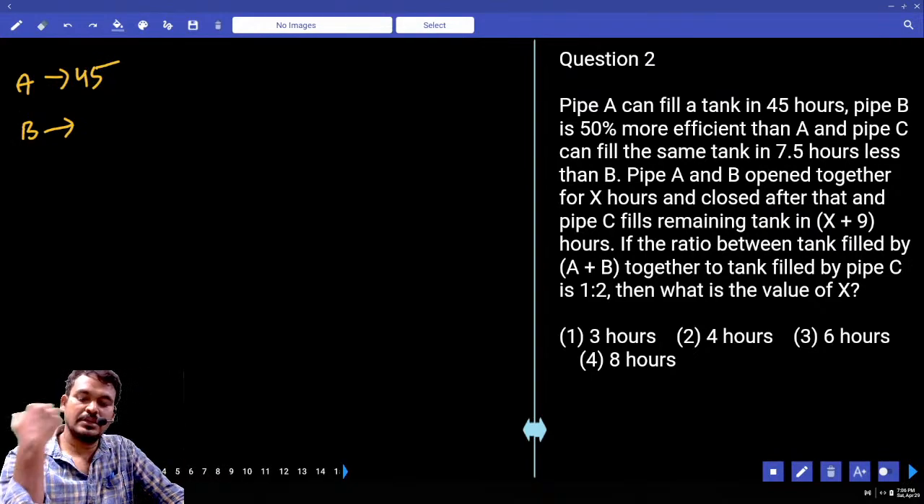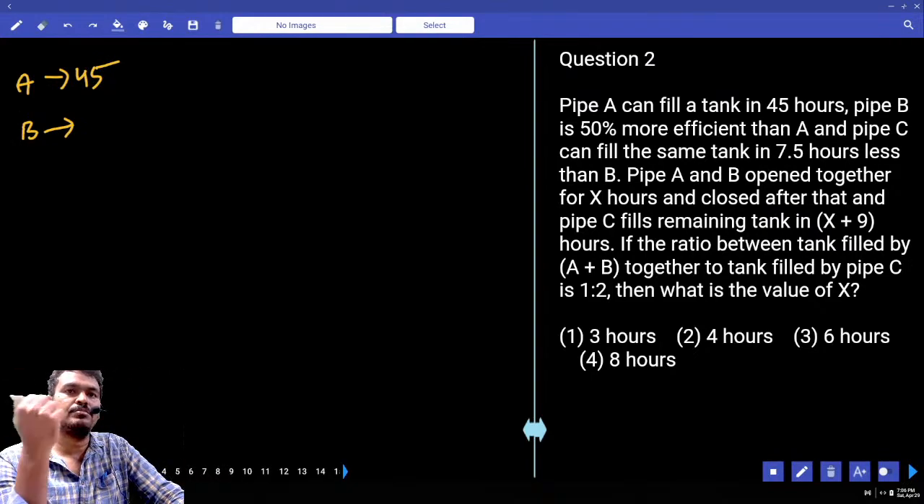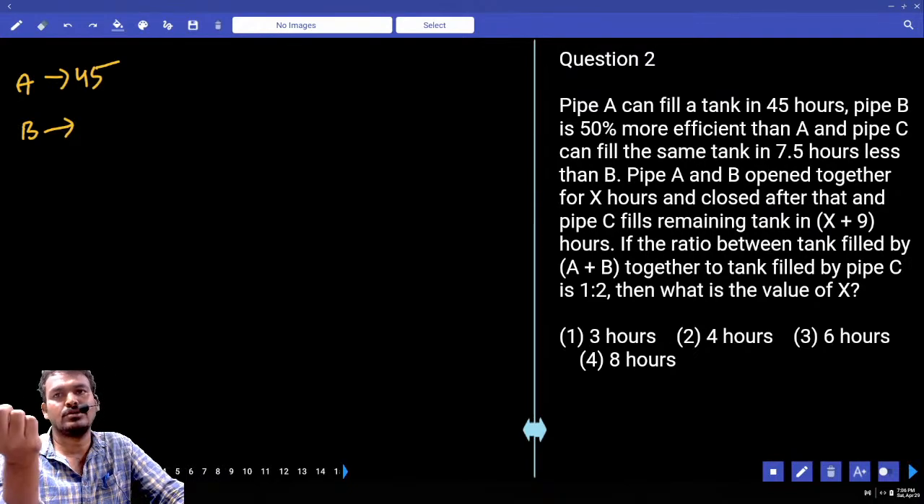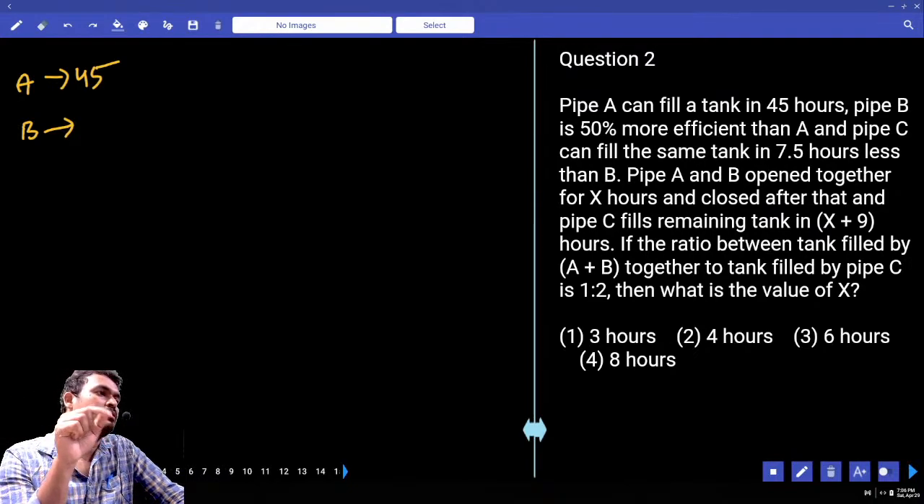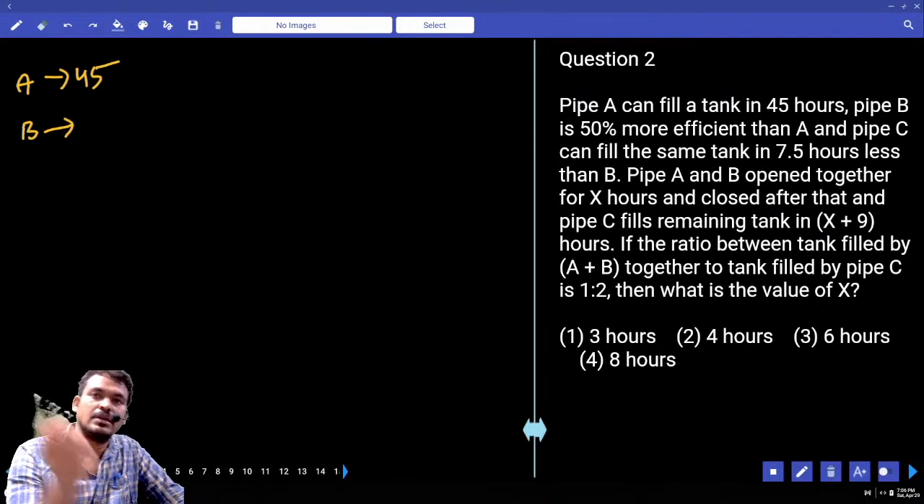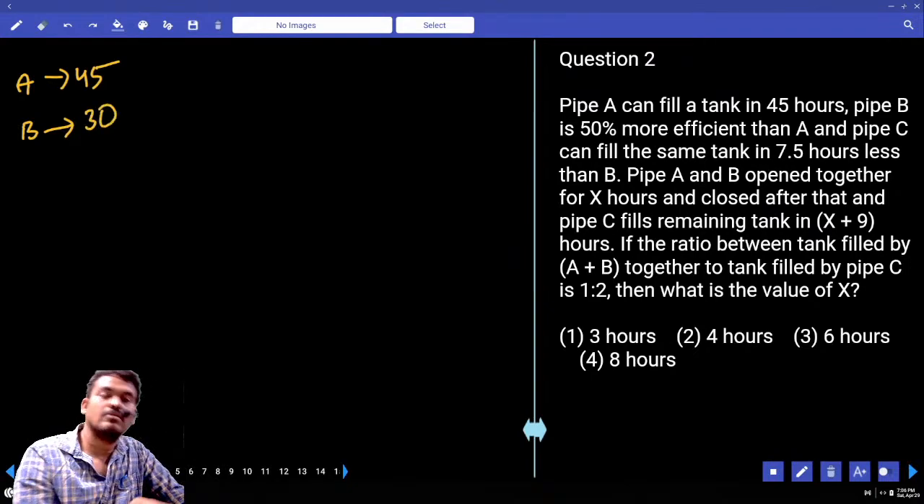B's efficiency is 50% more than A. Means A's efficiency is 100%, B's efficiency is 150%. What is the efficiency ratio? 2:3. A and B efficiency 2:3 means A and B time 3:2. 3 parts are 45. What is one part? 15. Then 2 parts are 30. A's time is 45 hours, B's time is 30 hours.